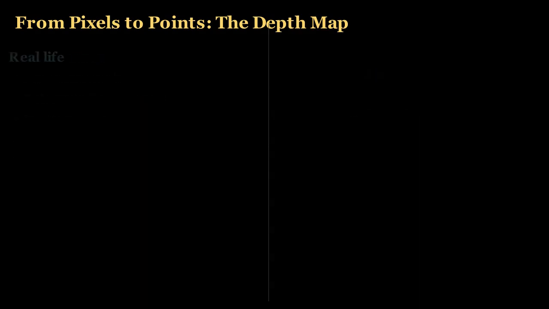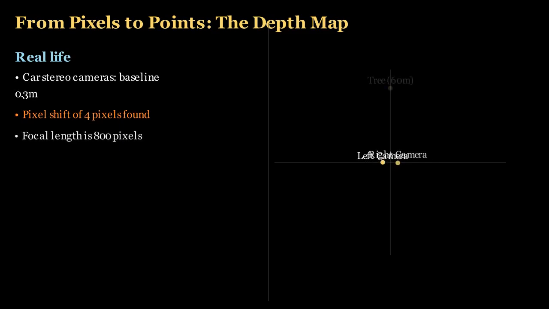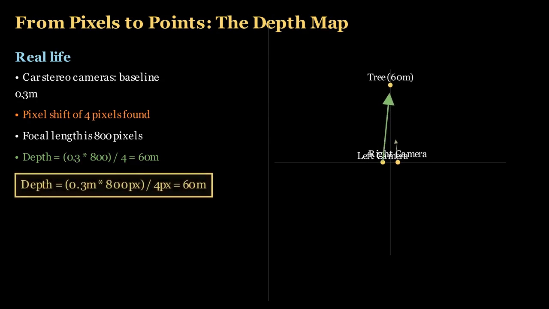A car's two cameras are 0.3 meters apart. The focal length of each camera is 800 pixels. For one pixel, the matching algorithm finds it shifted by 4 pixels between the left and right images. Using our triangulation formula, depth equals baseline times focal length divided by disparity.